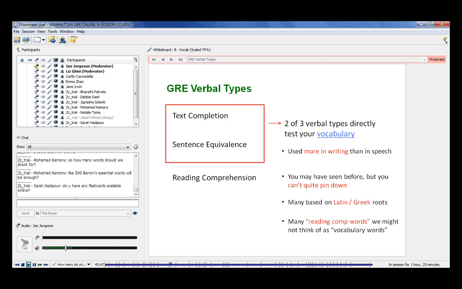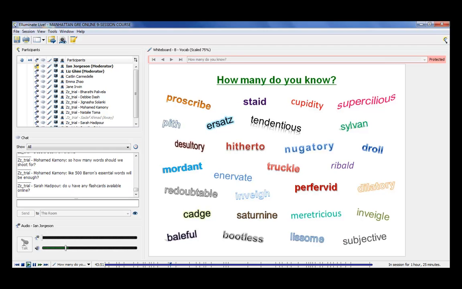But in terms of the classic idea about GRE vocabulary, these are the kind of words that the test is going to test you on. And by the way, if you don't know these words, that's okay. These are not meant to be easy words.